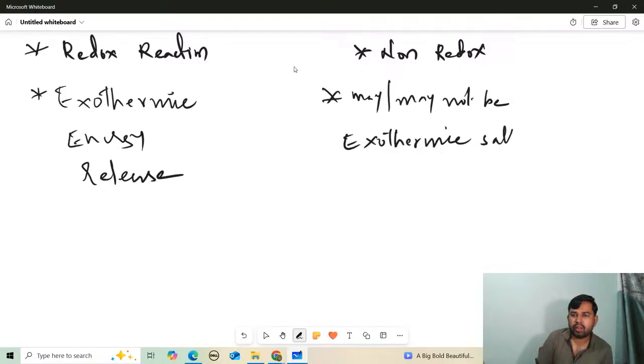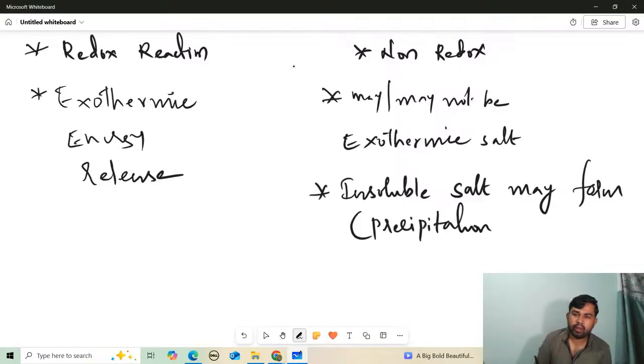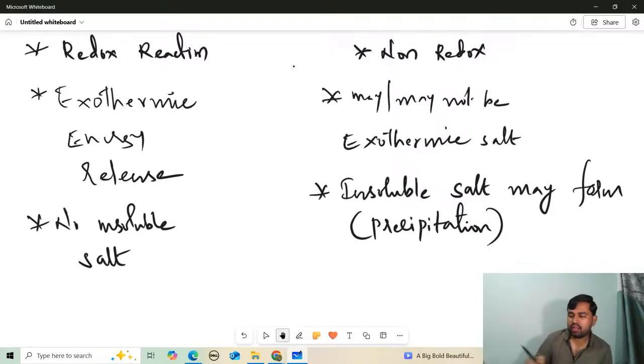Here an insoluble salt will form. Sometimes, as we know very well, an insoluble salt may form, and such a double displacement reaction we call a precipitation reaction. Here there is no insoluble salt. Any differences you can write as you wish, if you want to write an increased number of points.